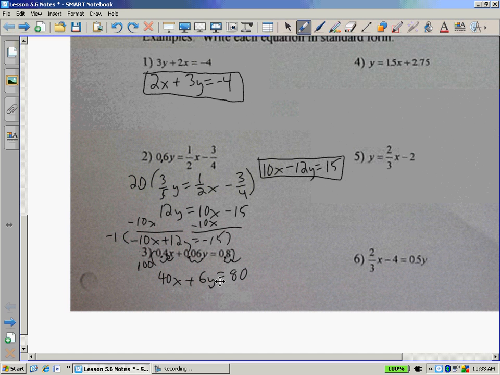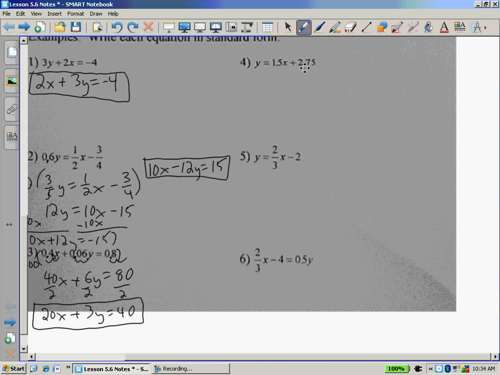Now once we've done this, we still have to look for a common factor. So we're going to divide through by 2. We get 20x plus 3y equals 40. And at this point, we're in standard form. A, B, and C are integers. A is positive. There are no common factors between them.